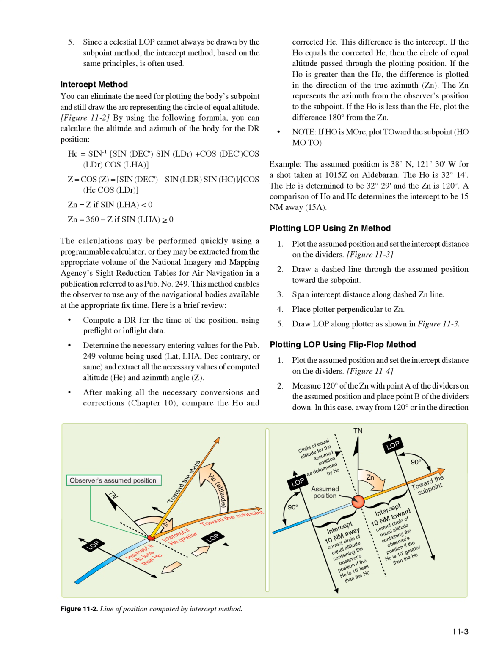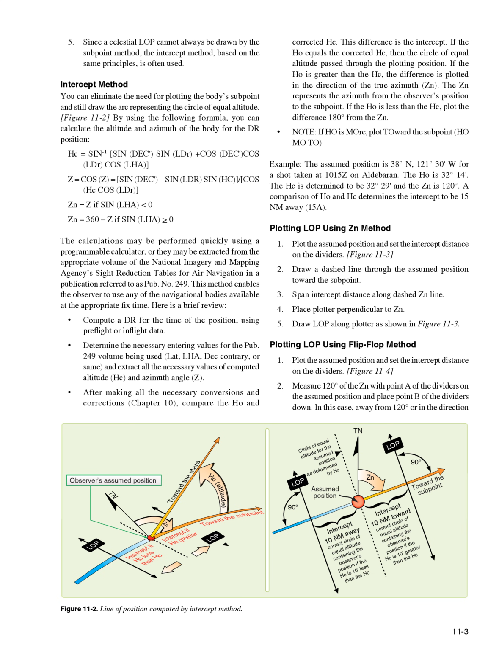The calculations may be performed quickly using a programmable calculator, or they may be extracted from the appropriate volume of the National Imagery and Mapping Agency's Sight Reduction Tables for Air Navigation, a publication referred to as Pub. No. 249. This method enables the observer to use any of the navigational bodies available at the appropriate fix time. Here is a brief review. Compute a DR for the time of the position, using pre-flight or in-flight data. Determine the necessary entering values for the Pub.